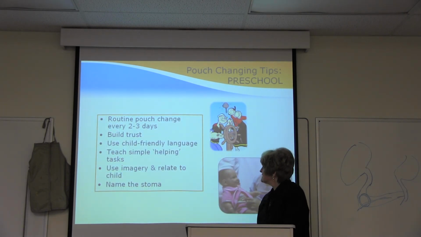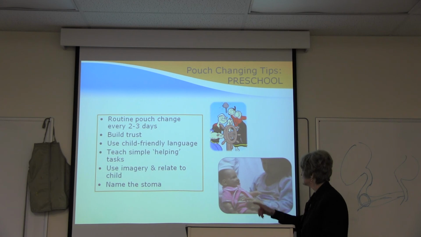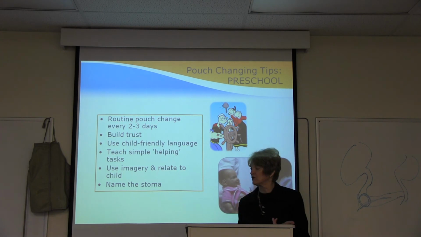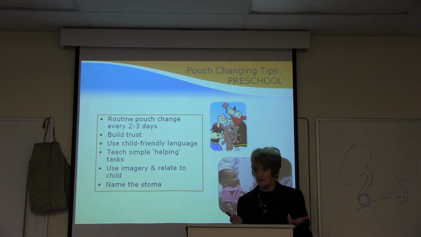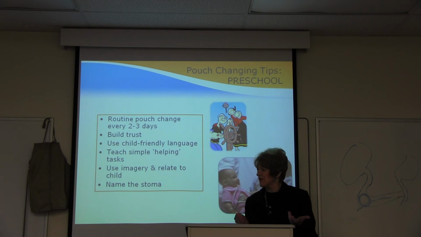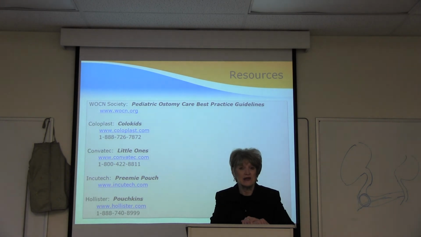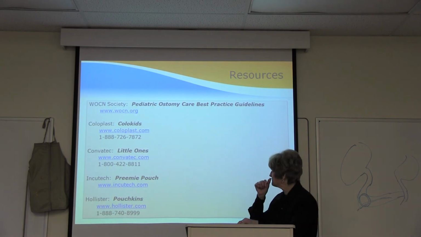And then the preschoolers, this is where we frequently will pouch the doll or pouch the stuffed animal. Hollister has some little soft dolls, just soft stuffed dolls with little stomas. You can get those from Hollister and let the preschooler pouch the little doll before you pouch them. It's also helpful for a lot of them if they name their stoma, then they can talk about the stoma. So involving the preschooler in his or her own care, and we will come back to this.